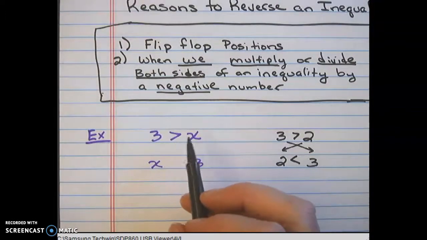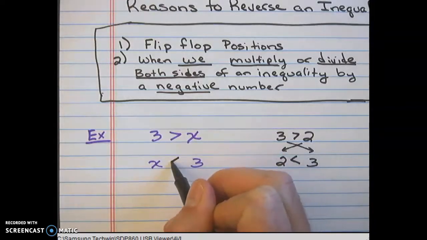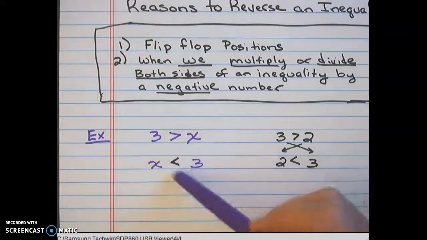If 3 is bigger than the numbers I'm thinking of, then the numbers I'm thinking of have to be smaller than 3. We use this quite a bit when we just talk in English. If I said, I am older than you, and I say my name first, I am older than you, I can't turn around and then say, you are older than me. If I switch it and put your name first, I'd have to say that you are younger than me. So if I'm older than you, then you're younger than me. We have to reverse that so the meaning stays the same.